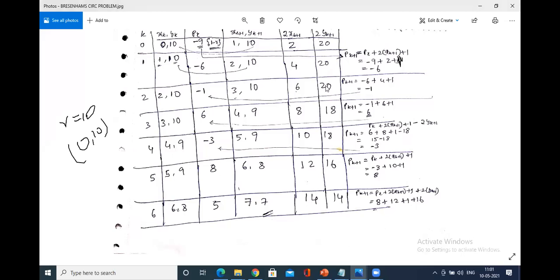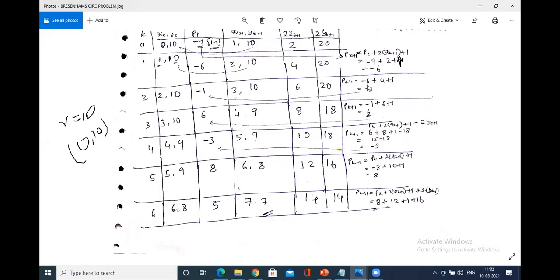So the new pk plus 1 will be calculated based on the old pk value, minus 6 plus 4 plus 1. Using the same formula, 2 into xk plus 1, what is xk plus 1? Right, understand? So it becomes minus 1. How did you get minus 1?